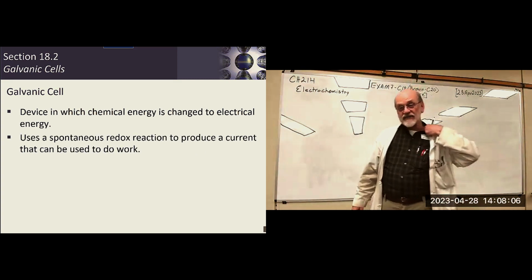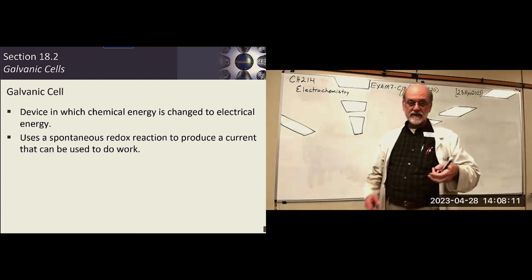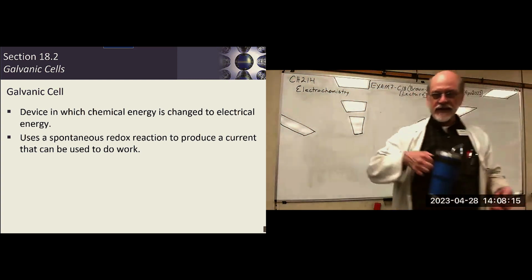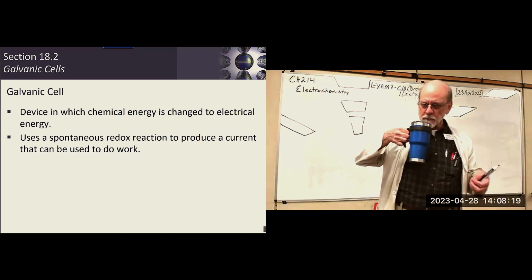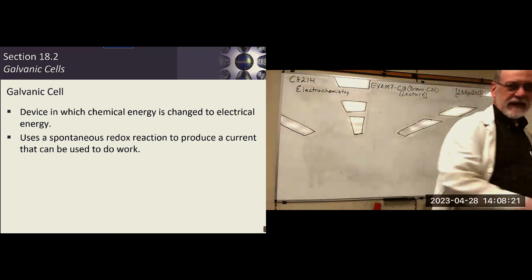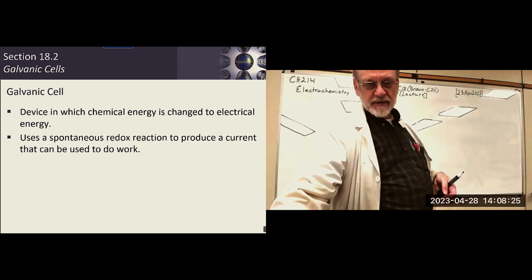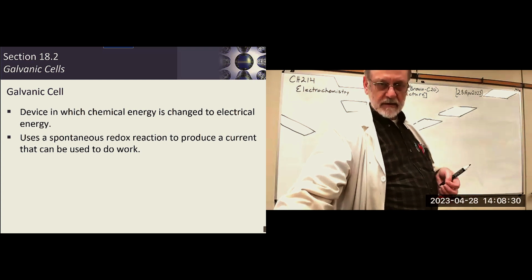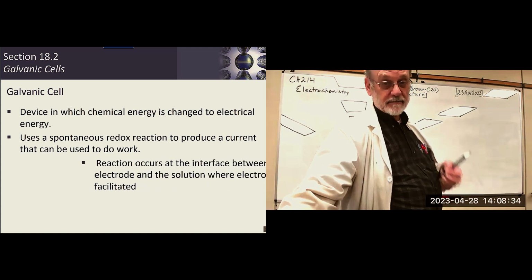Now the process, of course, in order for it to produce energy, must be spontaneous, right? And we've looked at spontaneity in terms of free energy and entropy. And we're going to tie those together in a few minutes. But the reaction must be spontaneous in order for us to derive energy from it.